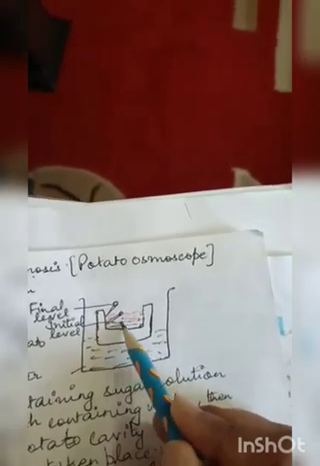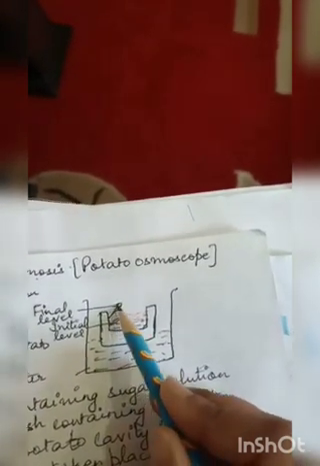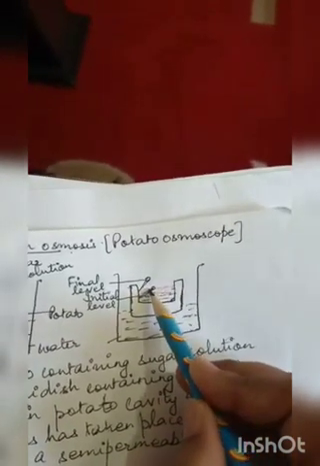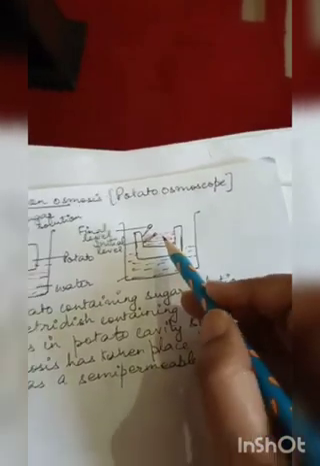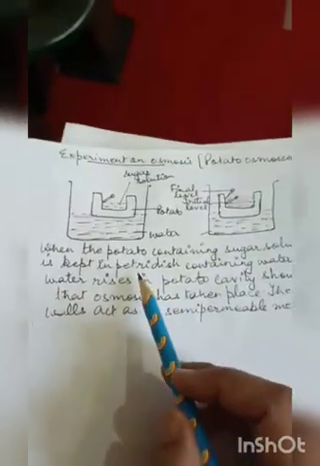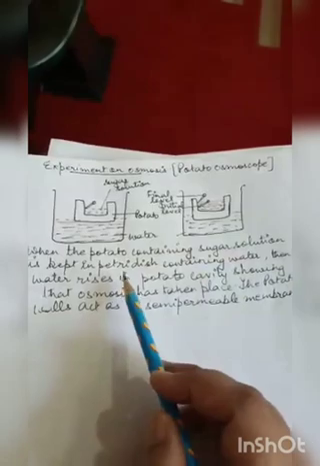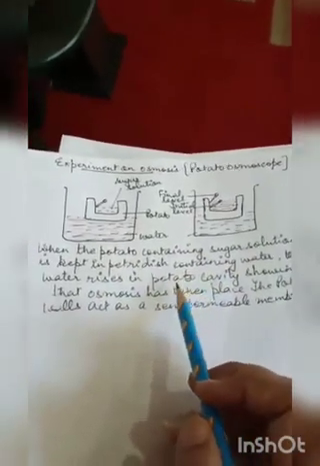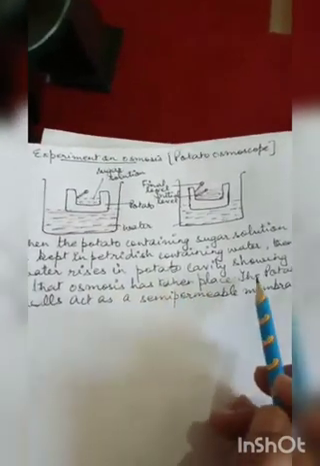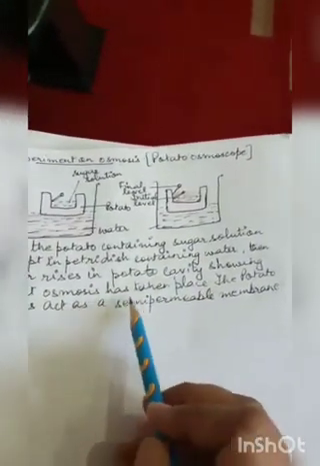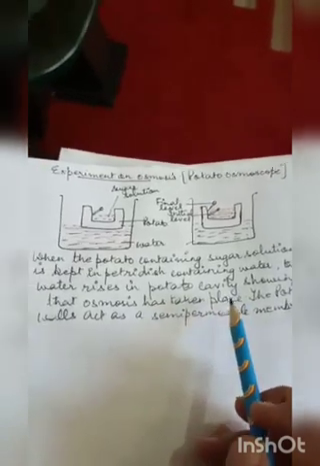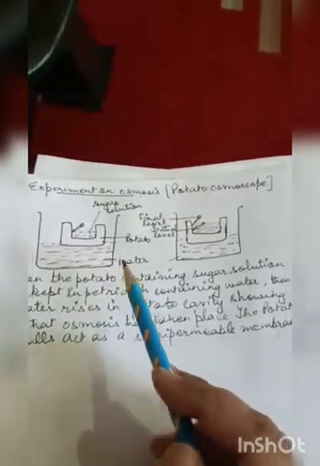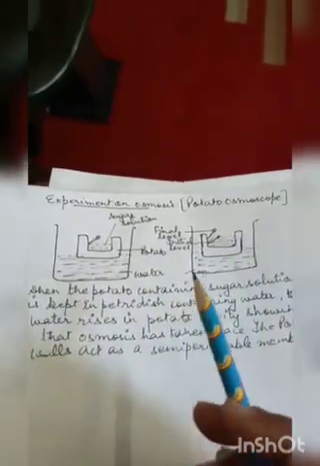This is the initial level of the sugar solution, and this is the final level of the sugar solution. So the level is increased. When the potato containing sugar solution is kept in a petri dish containing water, water rises in the potato cavity, and it demonstrates that osmosis has taken place, because the potato wall acts as a semi-permeable membrane. So this is the experiment on how to demonstrate osmosis using a potato osmoscope.